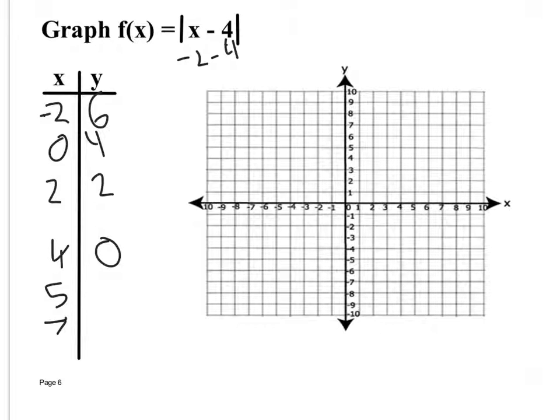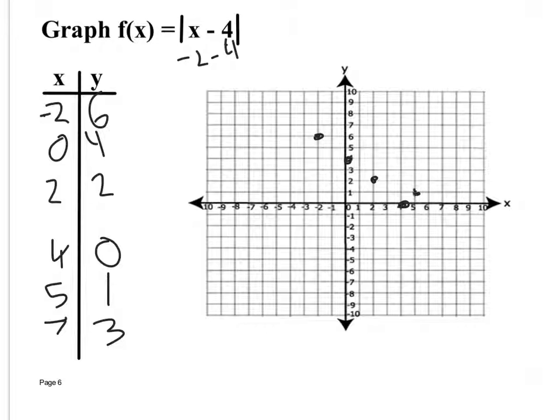Plug in 5. What's 5 minus 4? 1. What's the absolute value of 1? 1. 7 minus 4 is 3. What's the absolute value of 3? 3. Are we seeing a pattern here? There should be a trend. The closer I got to 4, the smaller my number got. Because at negative 2 it was 6, at 0 it was 4, at 2 it was 2, and then at 4 it is 0. So that's my vertex, because I can see on the other side of 4, at 5, it started going back up.